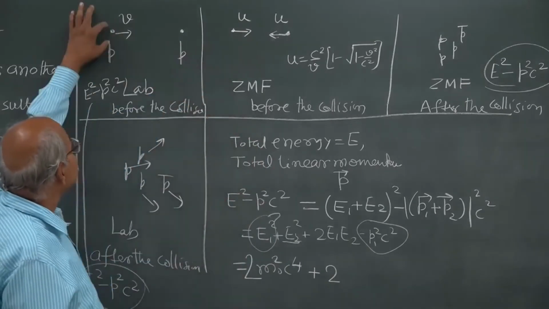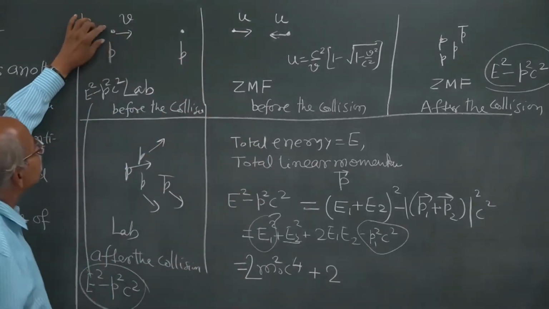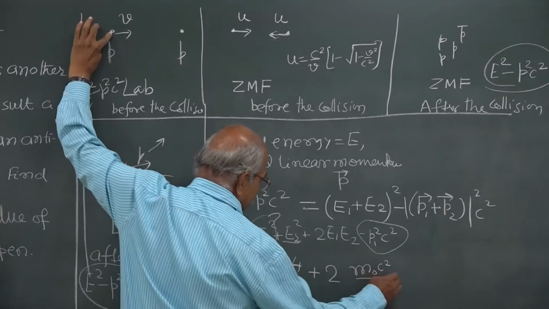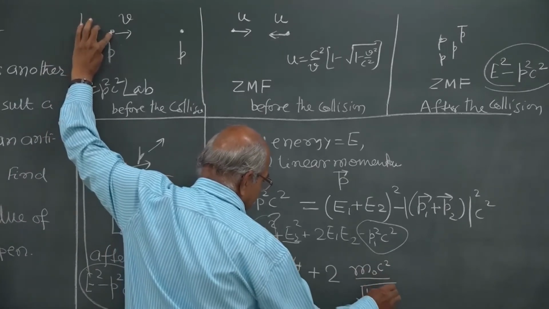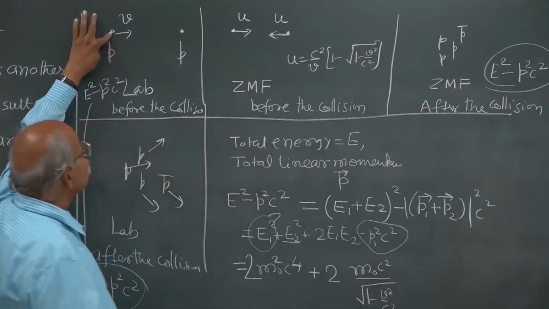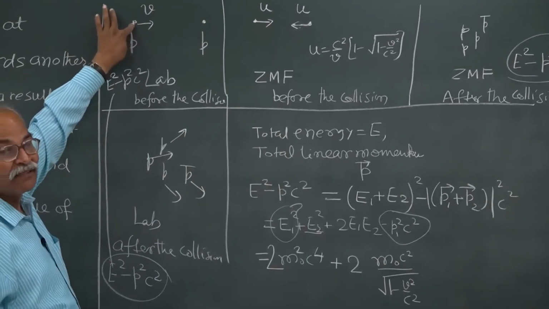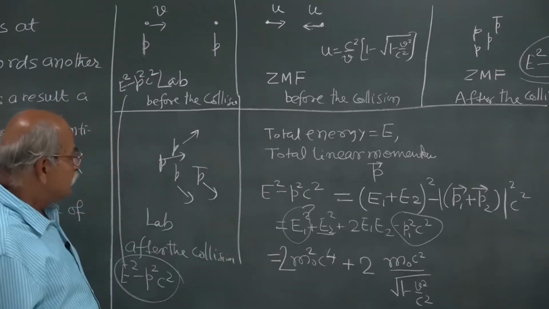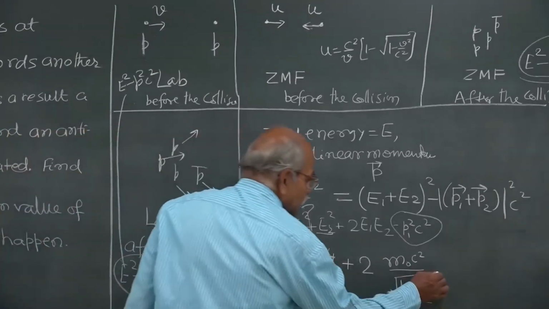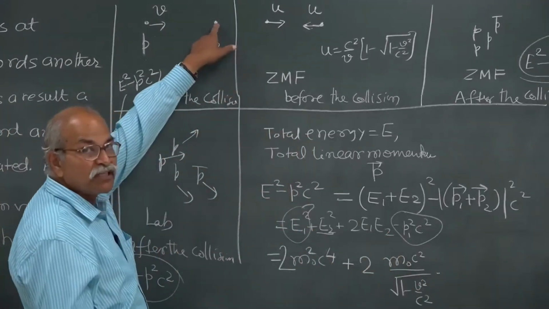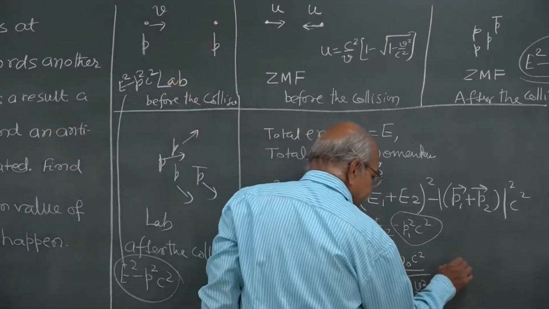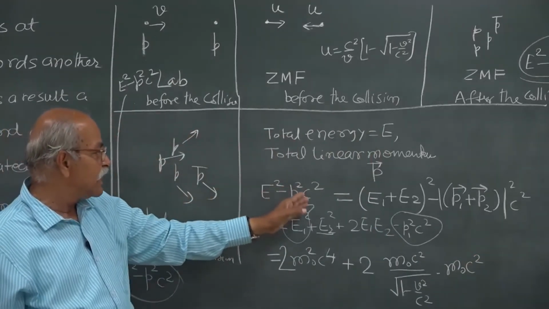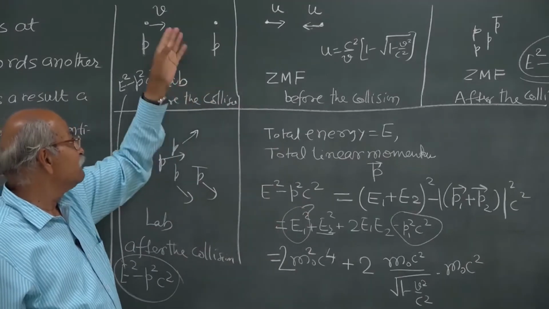Now you have to write E1. So, I am looking here at the lab frame before the collision, E1 here. So, it is m naught C square divided by square root of 1 minus v square by c square. Remember, total energy is m naught C square times gamma. So, for this particle m naught C square times gamma is this, and then into E2, and E2 is the total energy of this particle, which is just m naught C square. So, this is the value of E square minus P square C square before the collision seen from the lab frame.